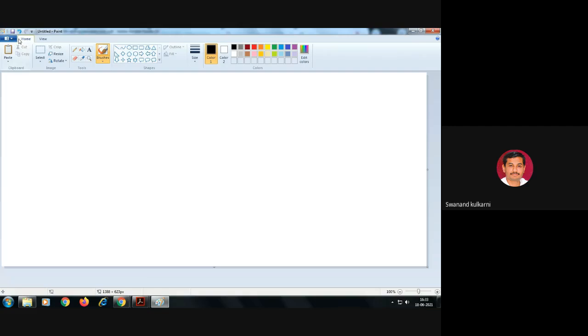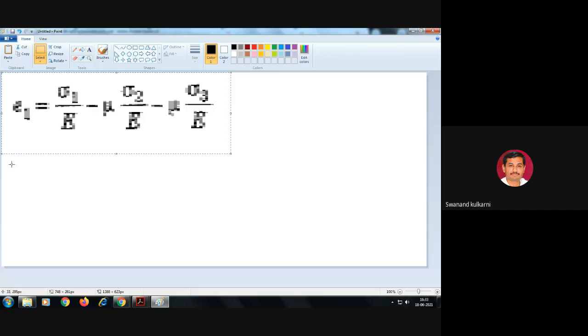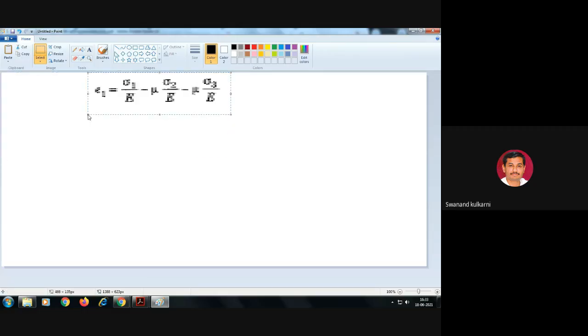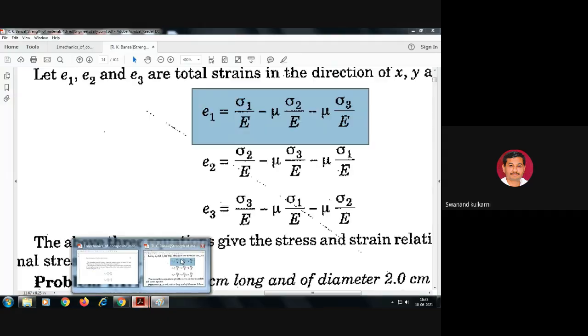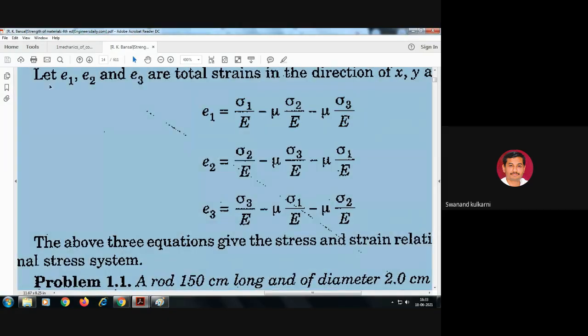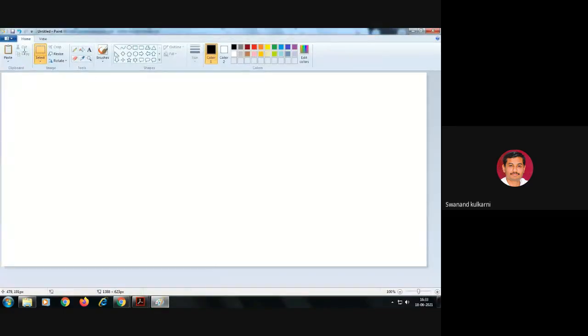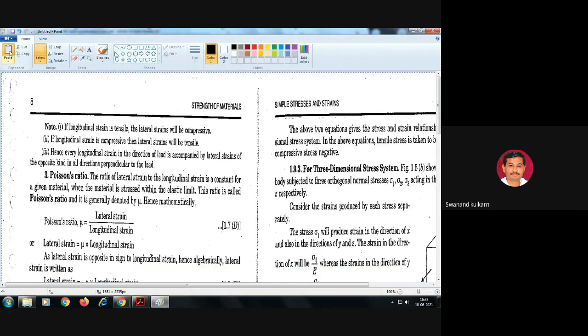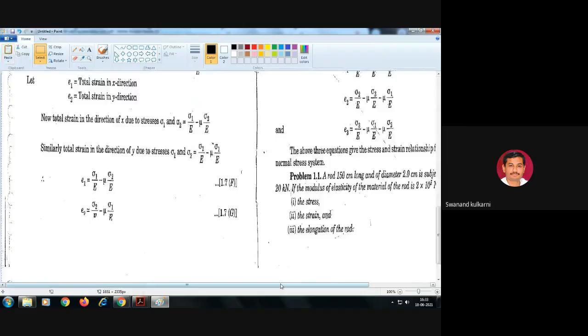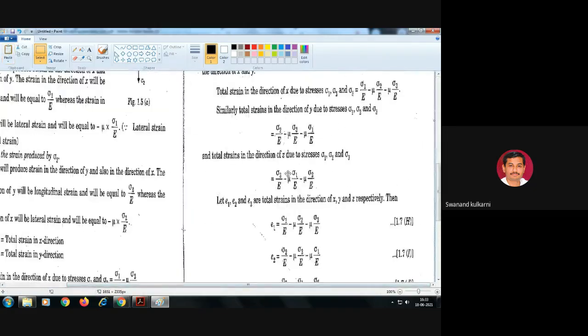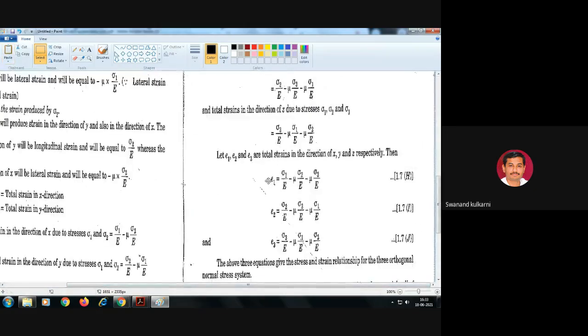If we write this separately here, then we will come to know. Suppose this one is sigma 1, sigma 2, sigma 3 like this. Let us check here. So here, if we consider this much portion only, sigma 1, sigma 2 and sigma 3.